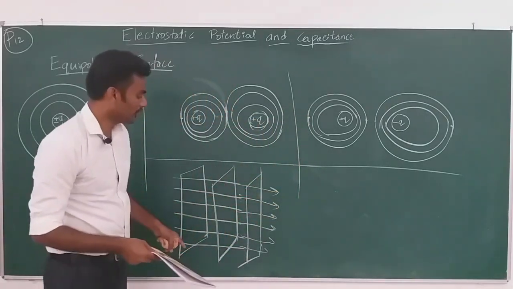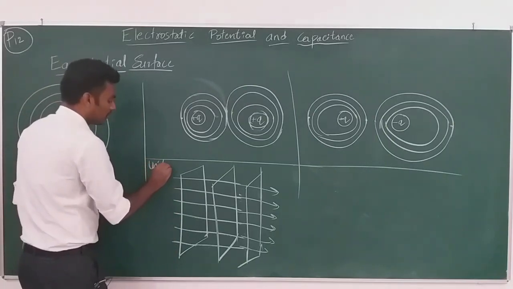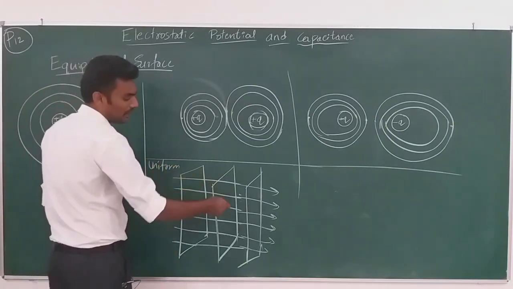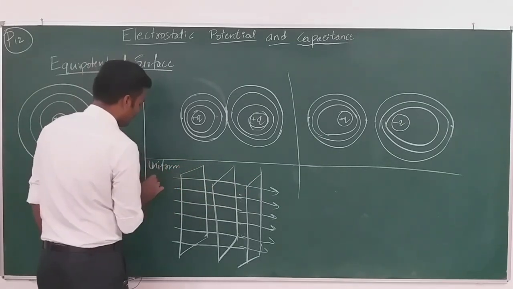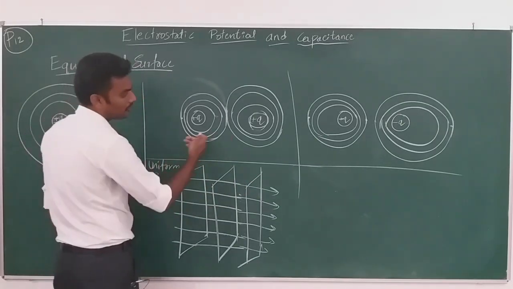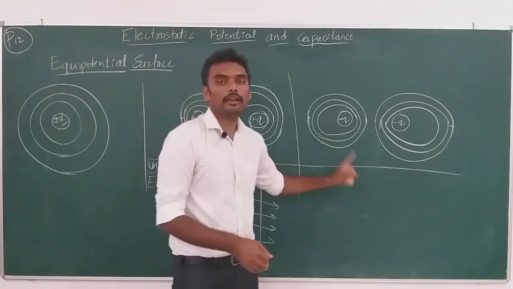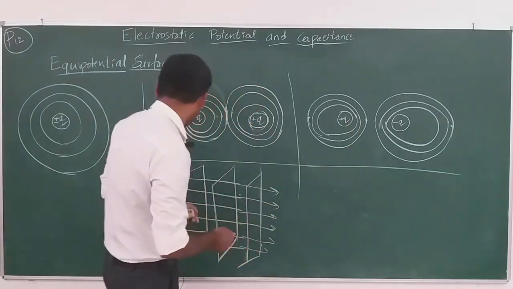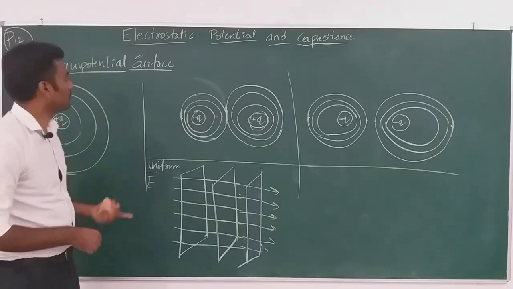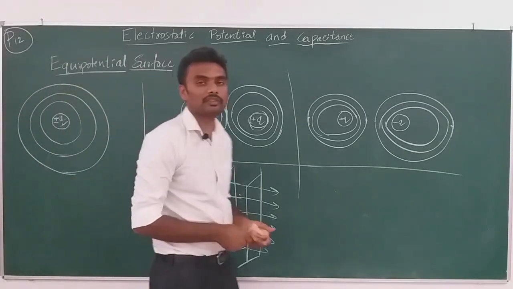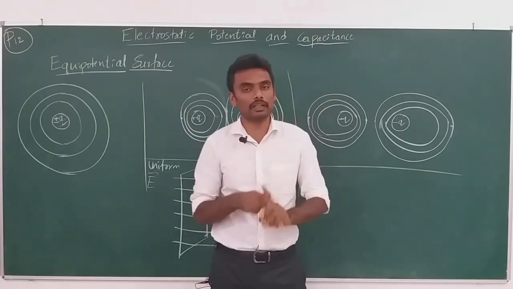So for a uniform electric field, the equipotential surfaces look like this, parallel rectangles. This is for a pair of positive charges or a pair of negative charges. This is for an electric dipole. And now a few properties of equipotential surfaces. One of them is that two equipotential surfaces never intersect each other.